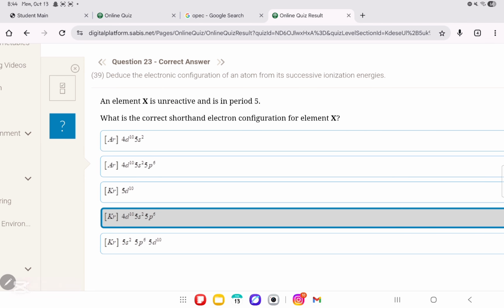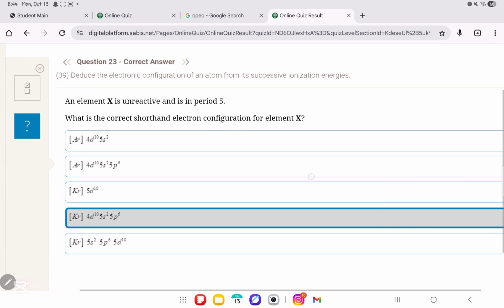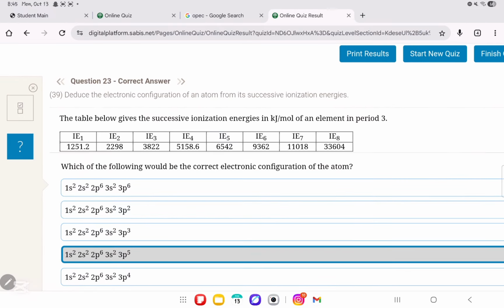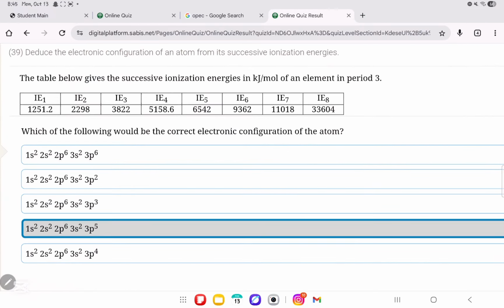We move on to question number 23. What does it say in question number 23? Hopefully it loads for us to see. Question number 23. Which of the following would be the correct electronic configuration? What do we need to do? We need to find out where was the biggest jump. So we start counting all of the jumps. So what do we need to do?